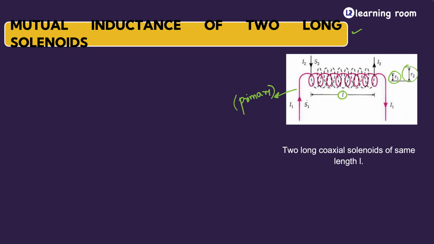I'll derive M12 and M21. Okay, so listen. In this case, first I'll start with M21. So what is M21? M21 is equal to N2 phi 2, the whole divided by I1, right?